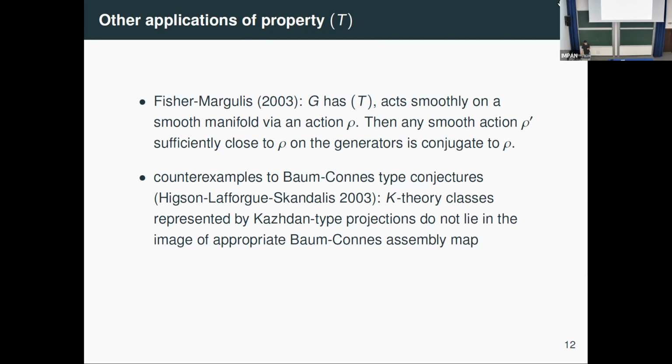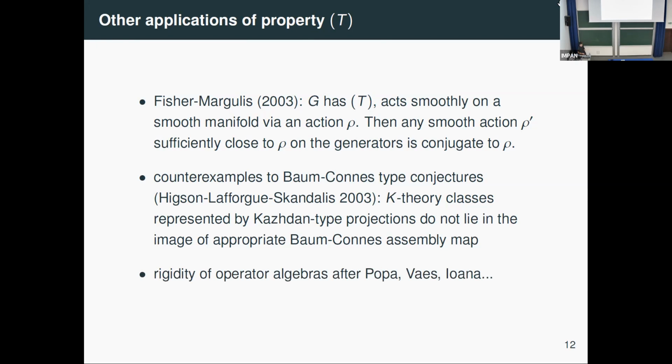And so there are counterexamples. The conjecture is still open, but there are counterexamples to certain versions of this conjecture. And the only source of these counterexamples is again property T, because once you have property T, you can construct certain projections in certain sister algebras. Projections are non-commutative bundles, so they give rise to K3 classes, and these K3 classes tend to not lie in the image of the appropriate Lyapunov assembly map, while the conjecture would imply the map should be surjective. So this is how you can do this.